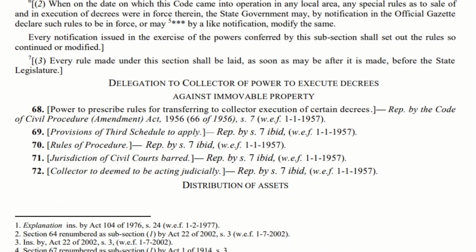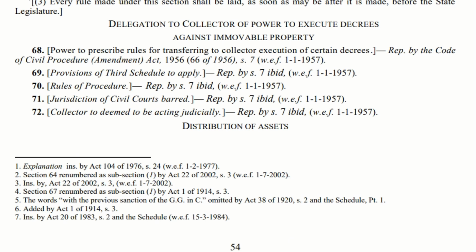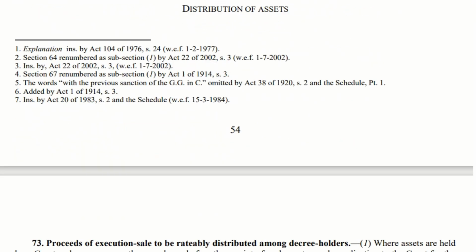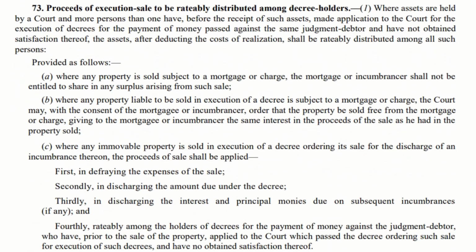Let us move to the next aspect, delegation to collector of power. Sections 68 to 72 are already repealed. So let us move to the next section, distribution of assets, section 73. This particular section is a very important section. Many times they have asked questions in the preliminary exam as well as in the mains exam in various states. Proceeds of execution sale to be ratably distributed among decree holders.